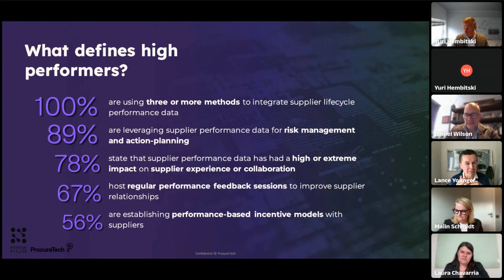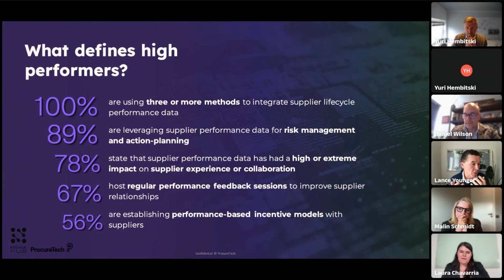So you remember that from the start, whether it be pulling information from your ERP system, from third-party data sources, from SRM platforms. Basically, they're using 3 or more data sources. 89% are leveraging supplier performance data for risk management and action planning. So the resolution of issues, but also action planning on the back end of that as well.